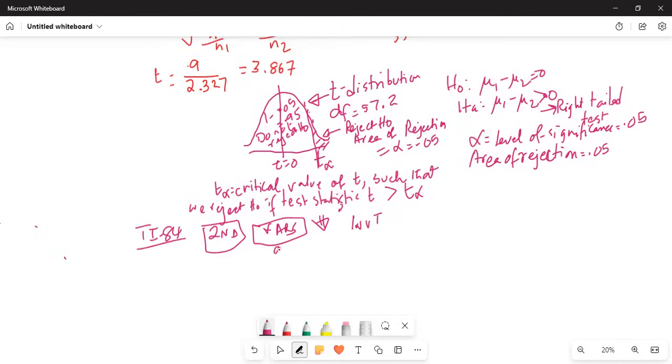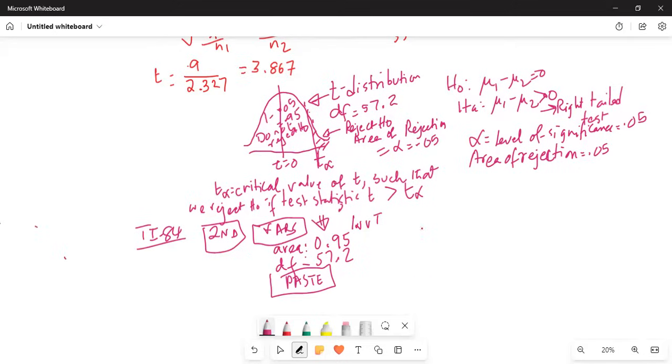The area you have to type in is the area to the left of T alpha, the critical value, which is 0.95. Degrees of freedom is equal to 57.2. And then we paste, enter and enter. So area is 0.95, degrees of freedom is 57.2, and I paste, enter and enter.